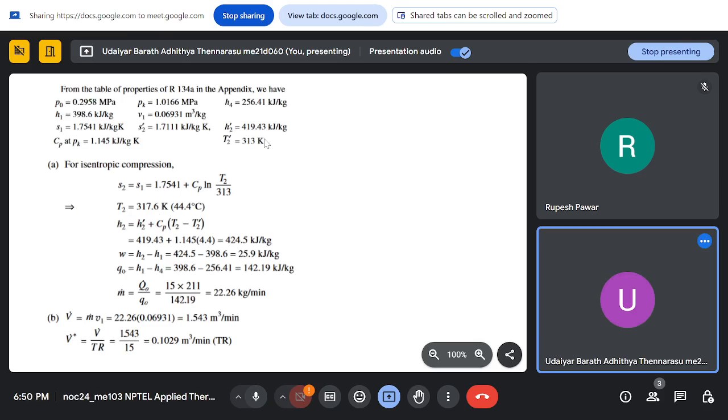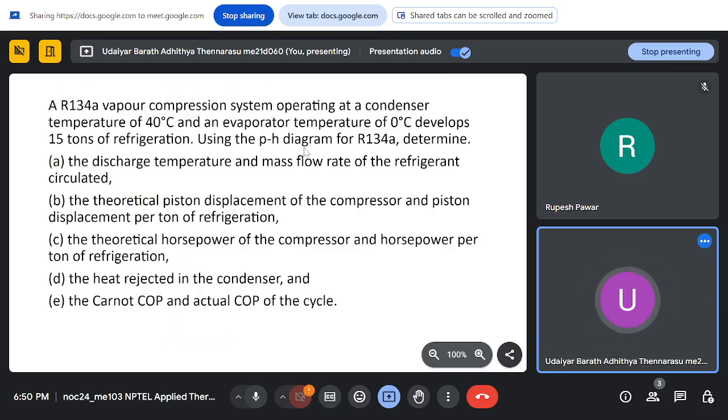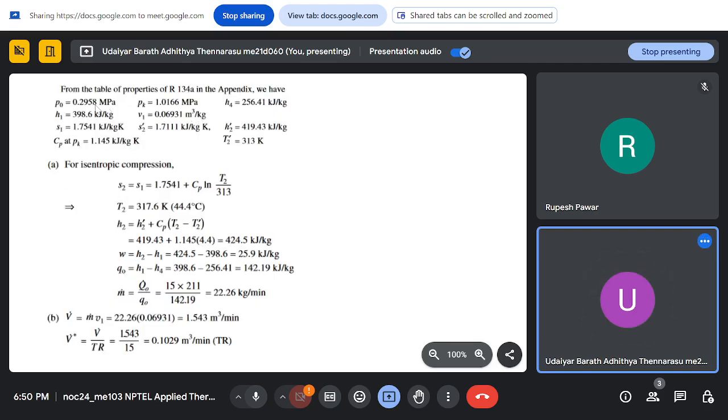With the pH chart corresponding to 40 degrees and 0 degrees Celsius, the pressures will be 0.295258 megapascal or 2.95 bar is the evaporator pressure, and your condenser pressure is 1.0166 MPa or 10.17 bar. So these are your fixed evaporator and condenser pressures.